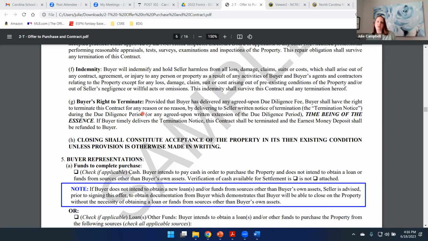If the buyer chooses to exercise their right during due diligence, all they have to do is provide written notice. Now, we have a form for that. If you want to use that, if you want to use an email, written notice is written notice. Understand, this does not obligate the buyer to tell the seller why they're terminating. Maybe the buyer wants to share that with the seller, maybe they don't.